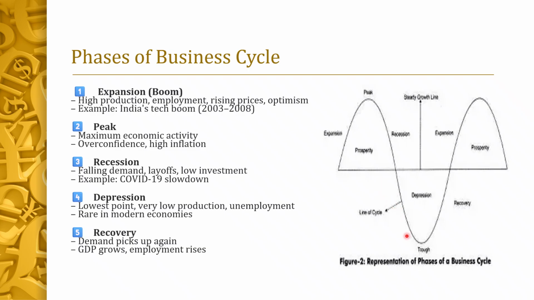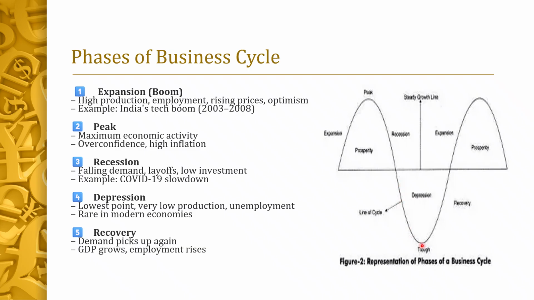These depressions are rare, but the Great Depression of the 1930s is a famous example. After this depression phase, we again start recovering. If we take an example of India, we saw the recession phase, and right after recession we started recovering. We did not go into depression. That is why we say that depression is very rare.